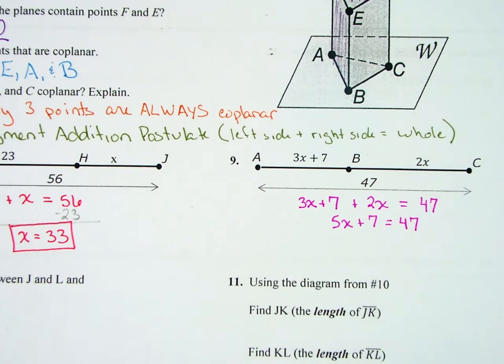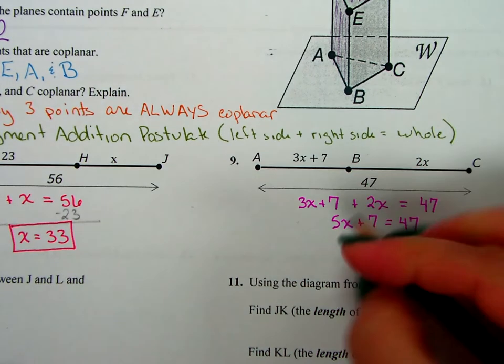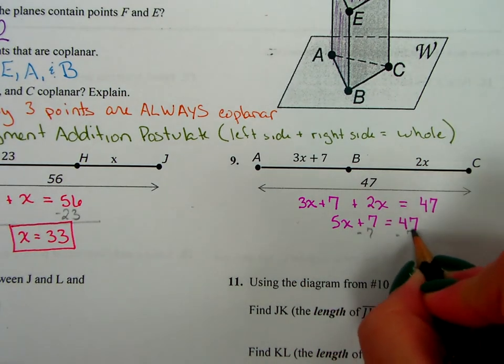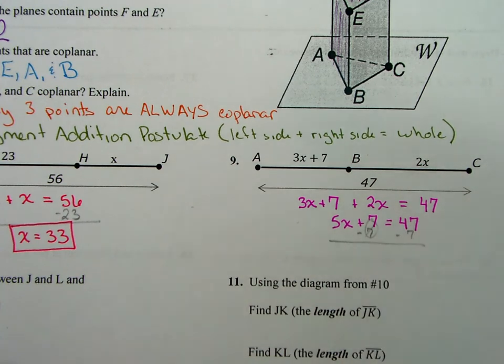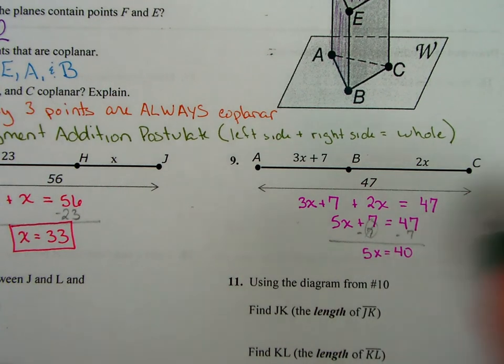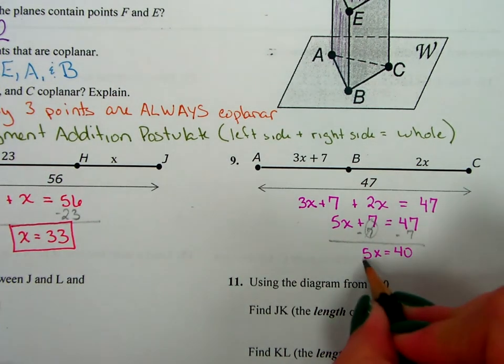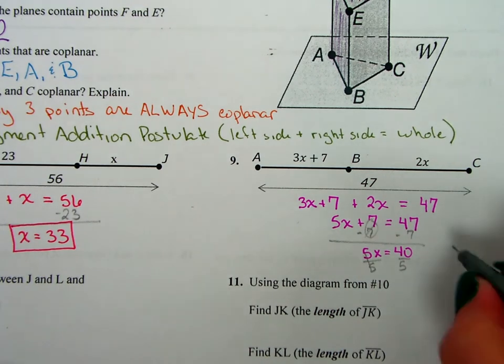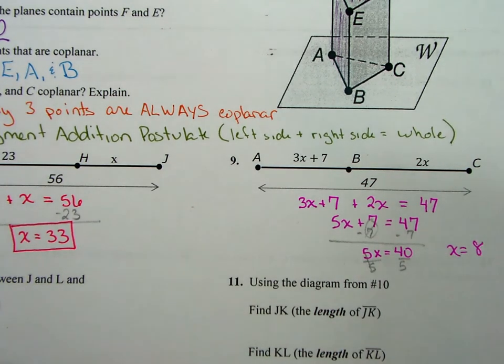What's next? Yeah, what do we call that property? Subtraction POE, property of equality. So 5x equals 40. Then what? Division property of equality. And what does x equal? 8. X equals 8. Am I done?